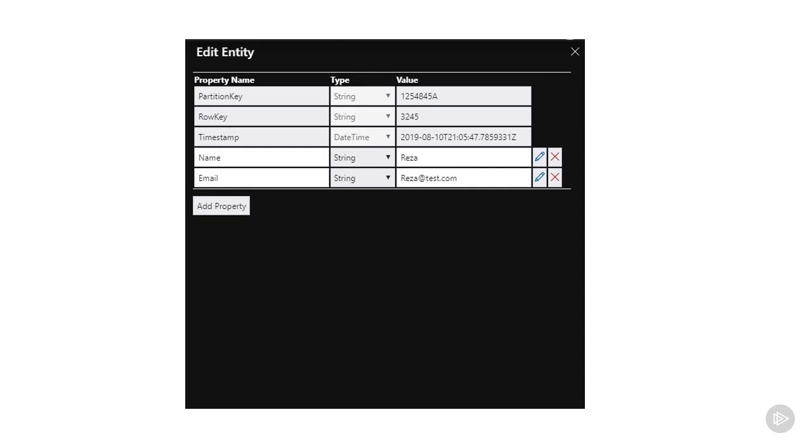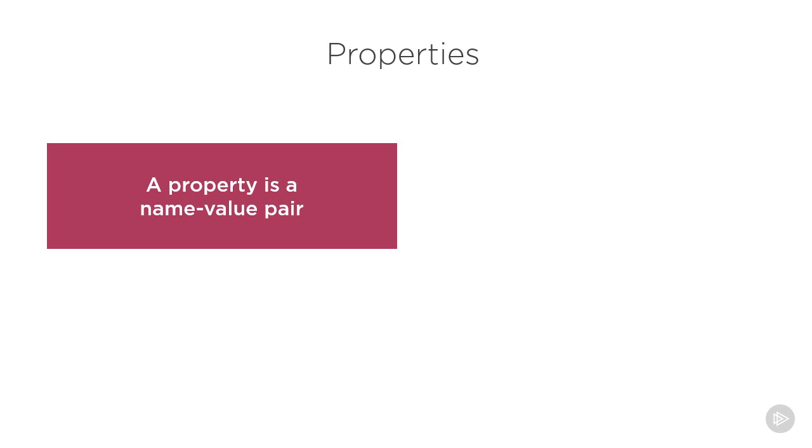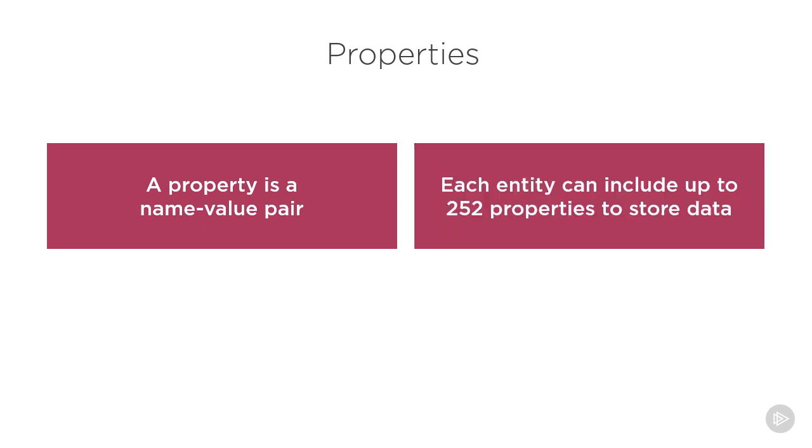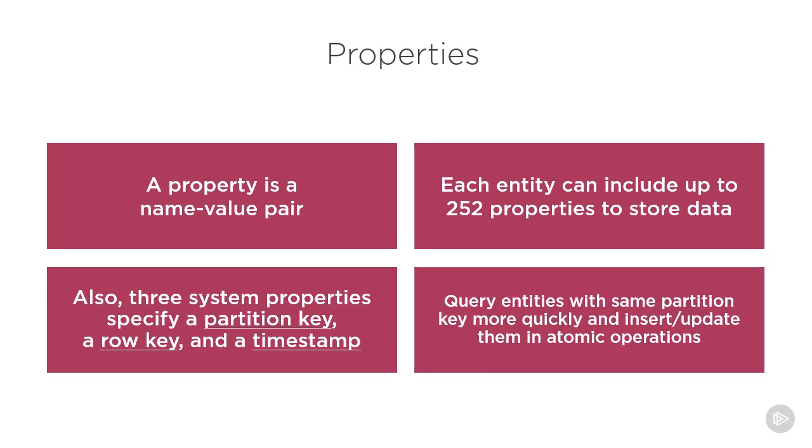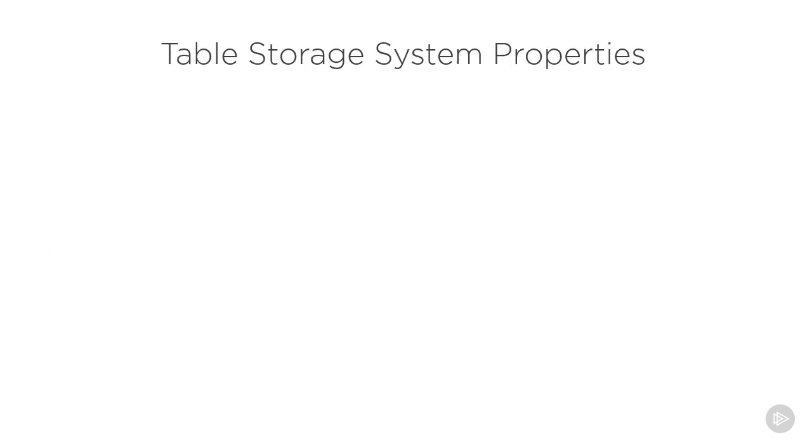Now let's take a closer look into properties. So a property is a name value pair. Each entity can include up to 252 properties to store data. Each entity has 3 mandatory system properties: a partition key, a row key, and a timestamp. So Azure Table Storage is going to divide the data in your table into different partitions. This means you can query entities with the same partition key more quickly and also insert and update them in atomic transactions.